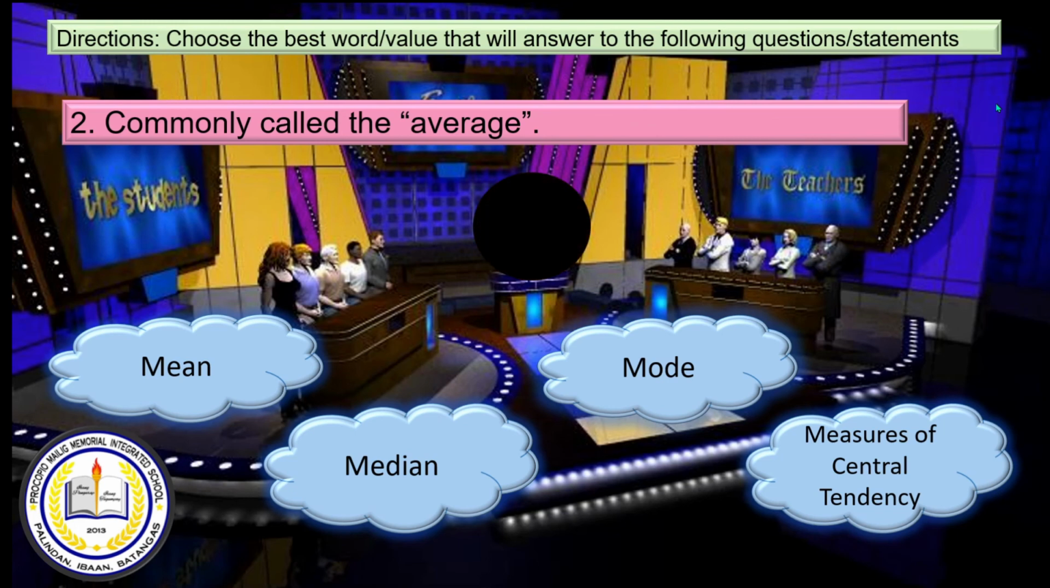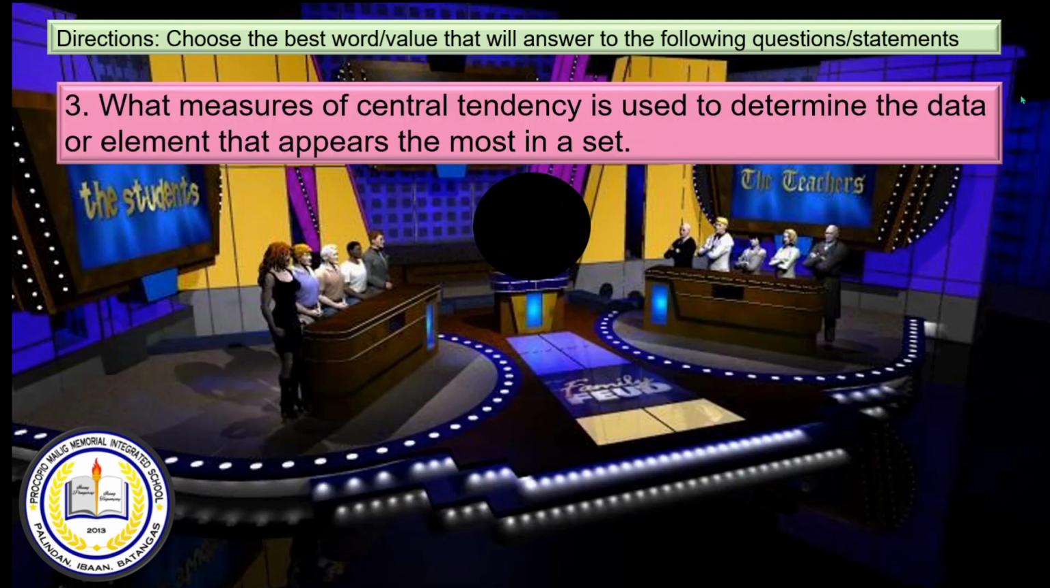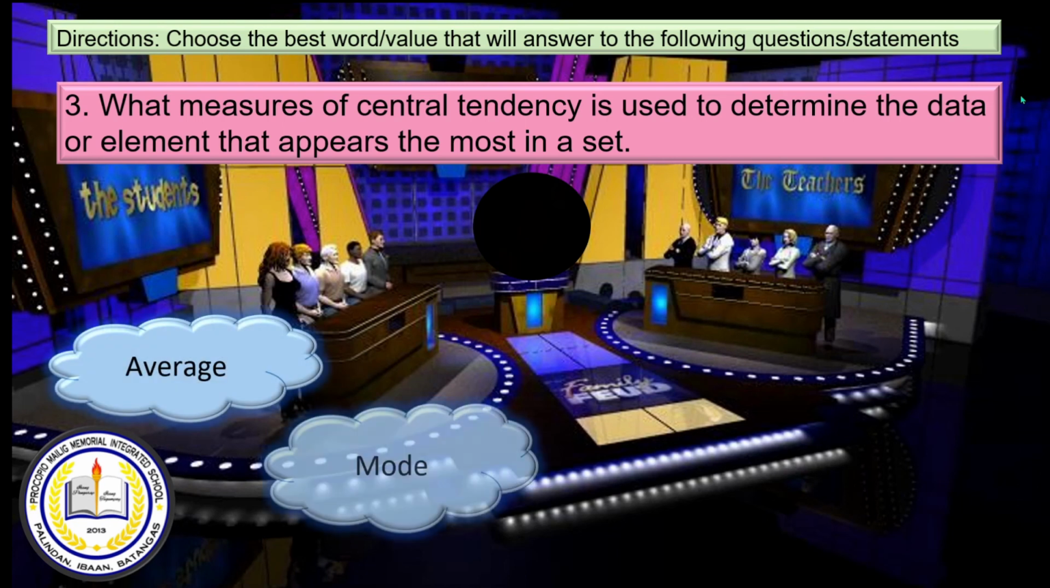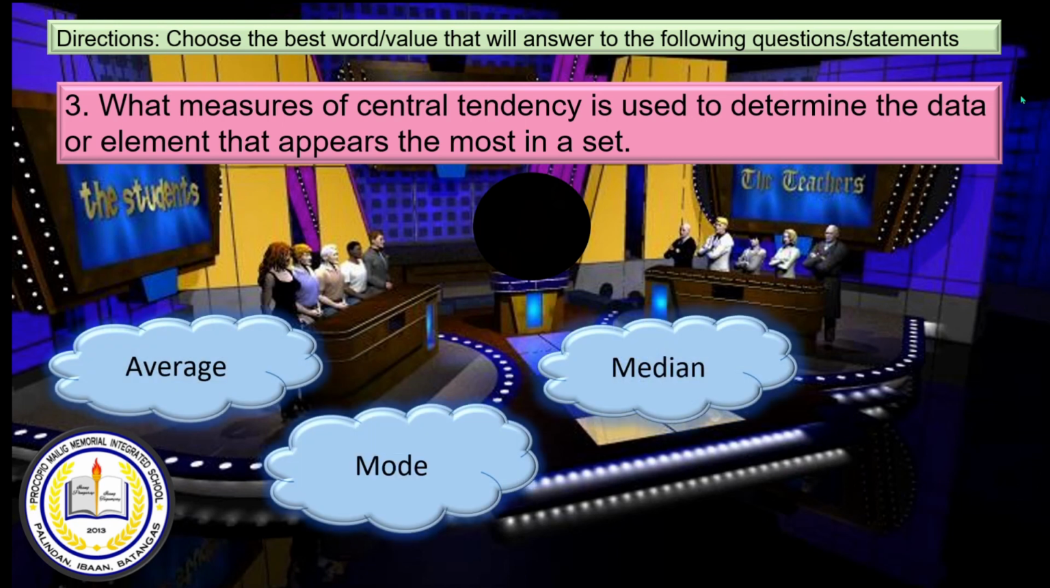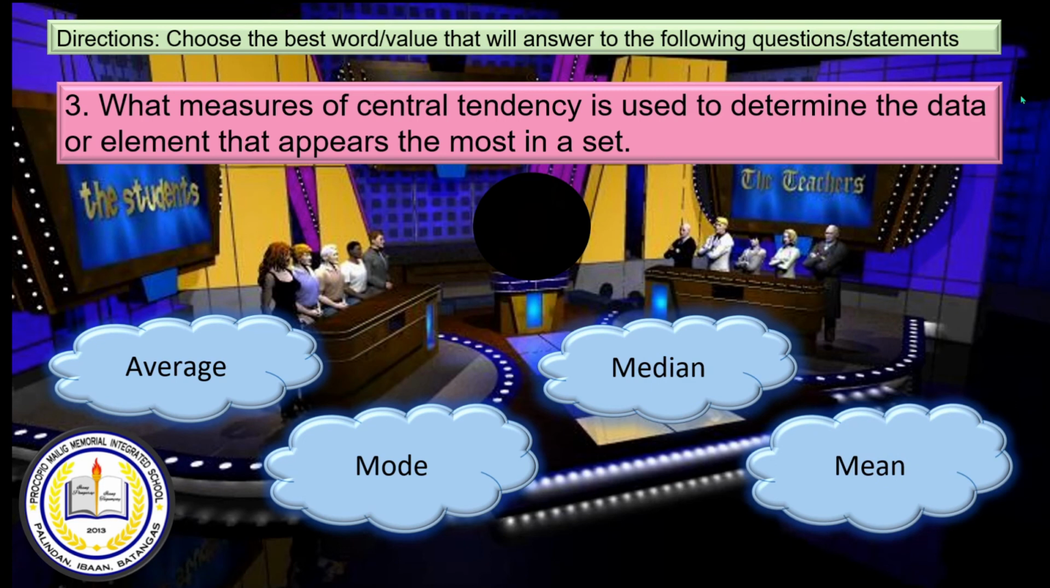The answer is great, that is mean. What measure of central tendency is used to determine the data or element that appears the most in a set? Average, mode, median, or mean?